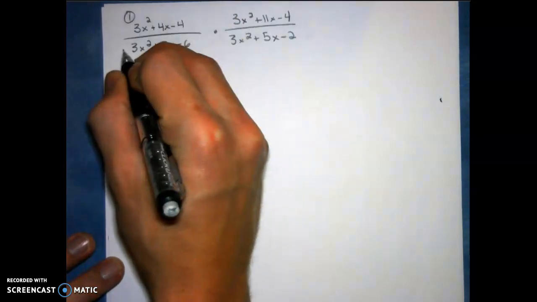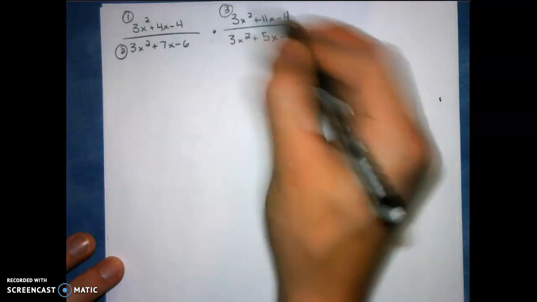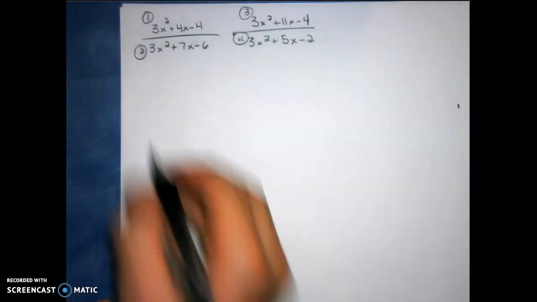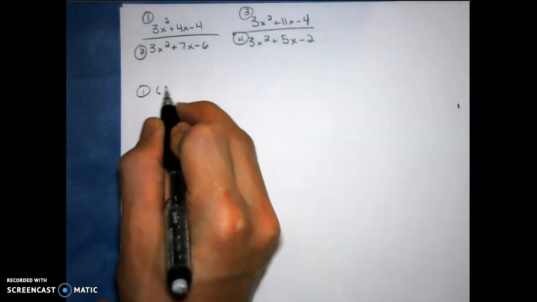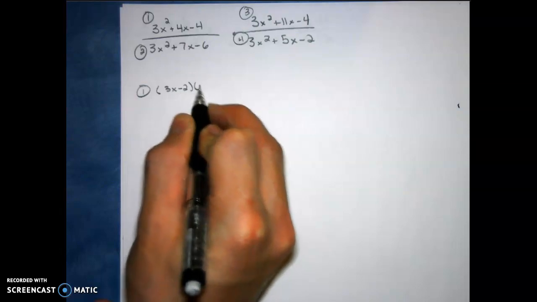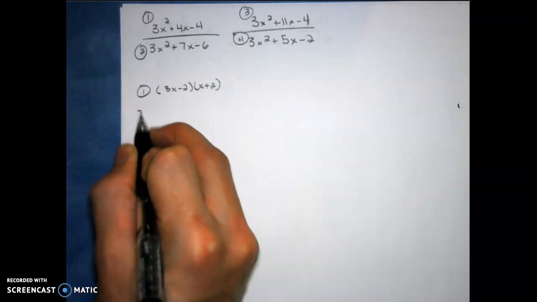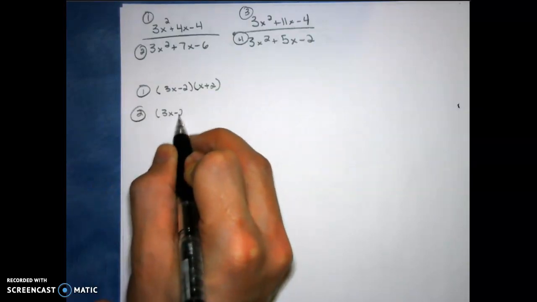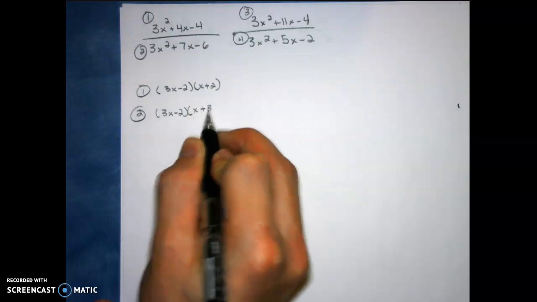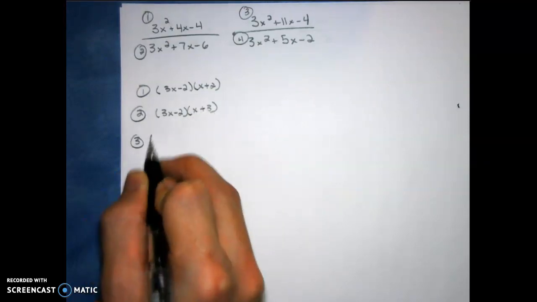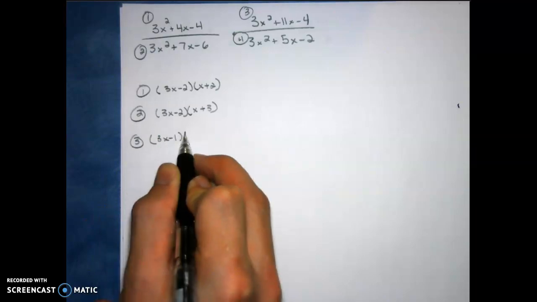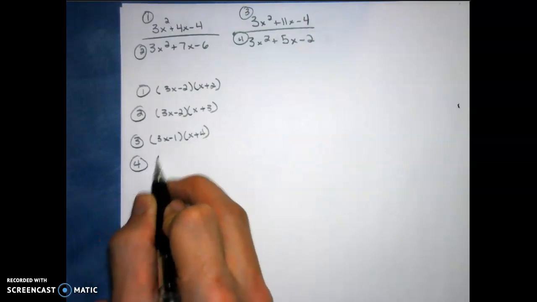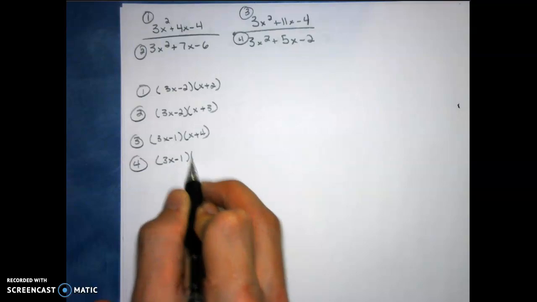So 1, 2, 3, 4. Factor everything. First one, we get 3x minus 2. Second one, we get 3x minus 2, 3. Third one, 3x minus 4. And the fourth one, we get 3x minus 1, x plus 2.